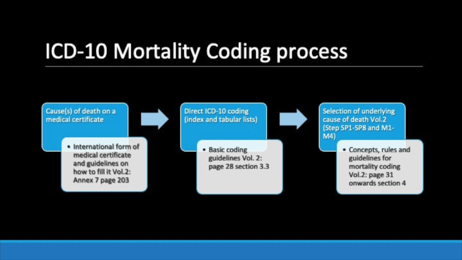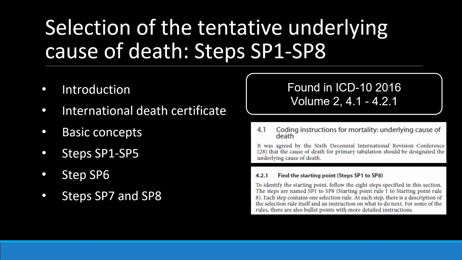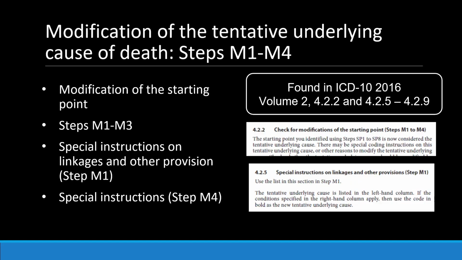After coding all causes of death reported, the first step in choosing an underlying cause of death is to select the tentative starting point. This is done by applying selection steps SP1 to SP8 as per the rules and guidelines found in ICD-10 Volume 2, Section 4.1 to 4.2.1. This material is covered in other presentations in this series. So if you need a refresher on it, please look at other videos on this channel.